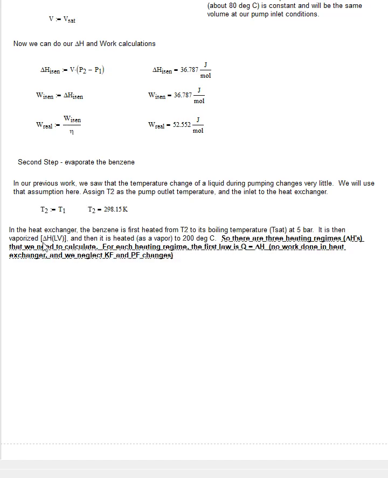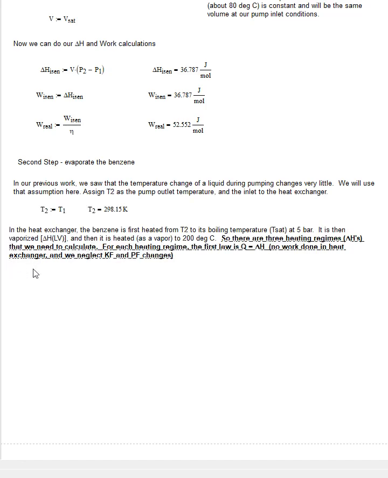We're then going to vaporize. So I've got this delta H of vaporization, and that's going to occur at a constant temperature of Tsat. And then the third step is we're going to heat that saturated vapor to a superheated vapor at 200 degrees C.